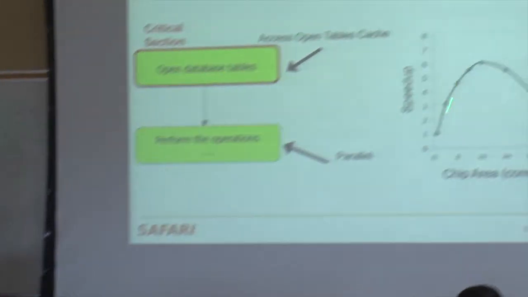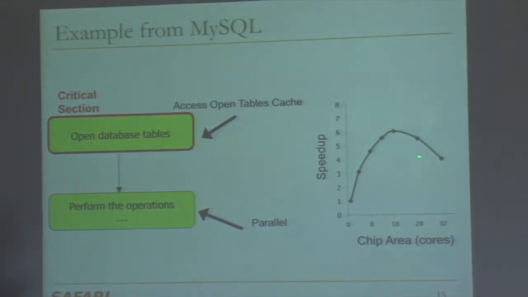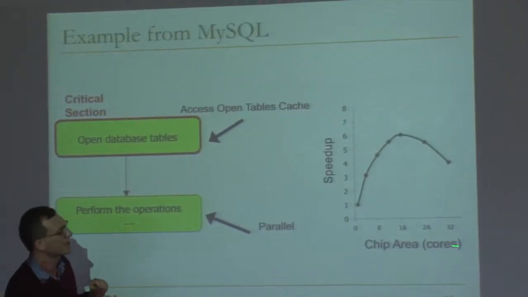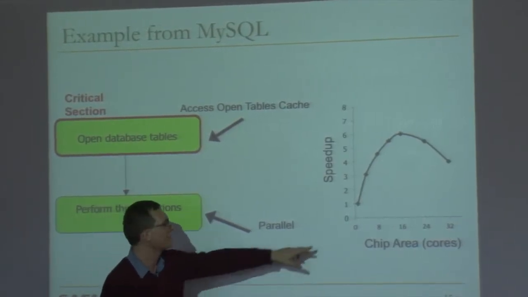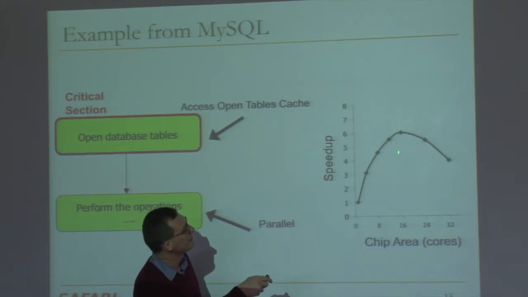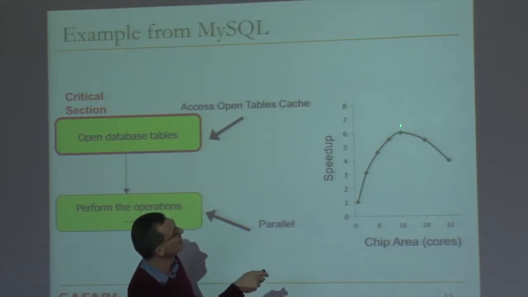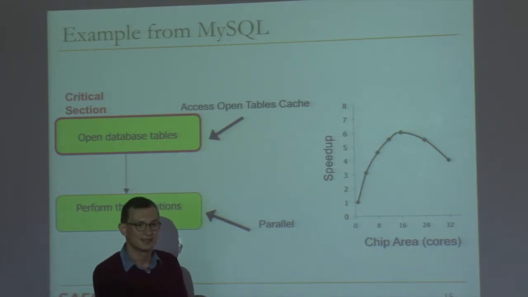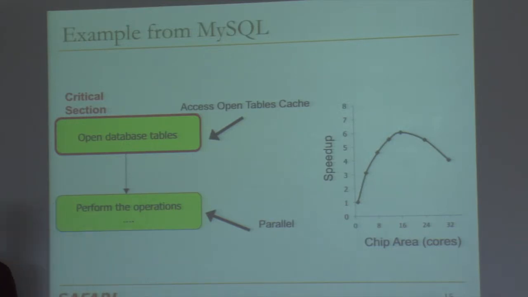And this is some data that shows what happens to the performance of the MySQL database as you increase the chip area or number of cores, and correspondingly add more threads. At one, the speedup is one. Speedup is normalized to a single core. As you keep adding processors or threads at the same time, your performance increases, and it peaks around 16 or 17, I believe, and you get 6x speedup. But then your speedup starts reducing. Well, there are many reasons why the speedup starts reducing, and the bottlenecks in the parallel portion is one of them, basically.